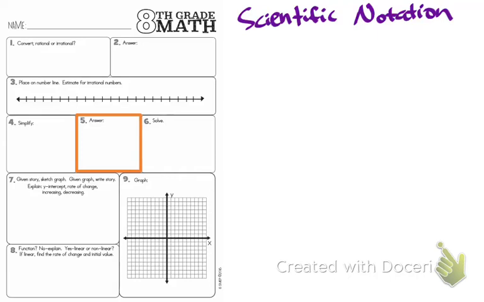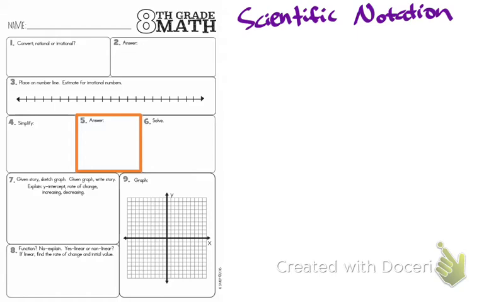Welcome to our video tutorial for question 5 of our daily review. And question 5 is working with scientific notation. We're going to be asked to convert back and forth from standard form to scientific notation. We'll also be asked to do some comparisons of numbers and determine maybe which number is bigger or smaller.